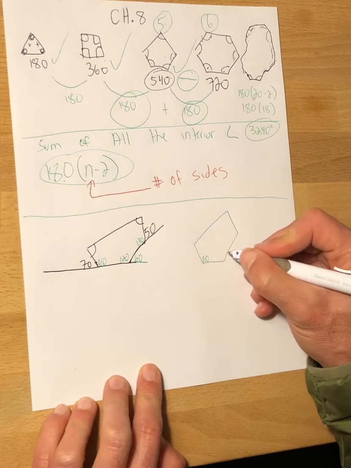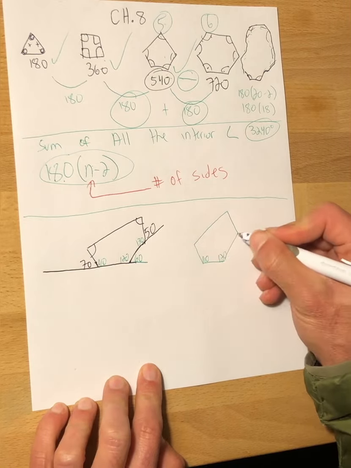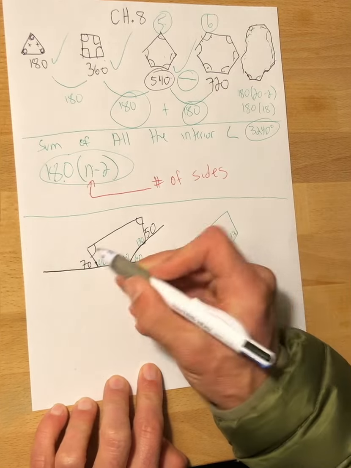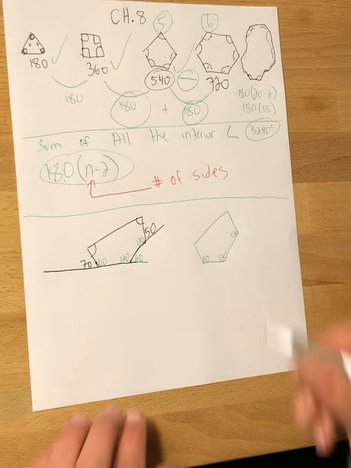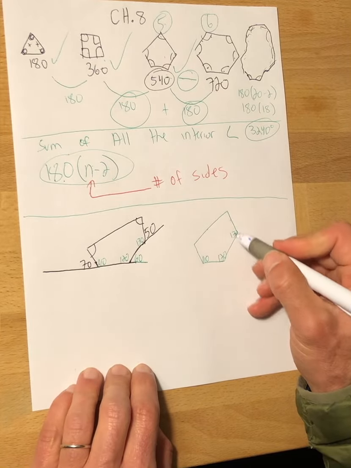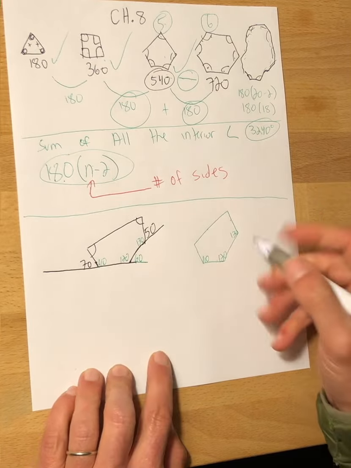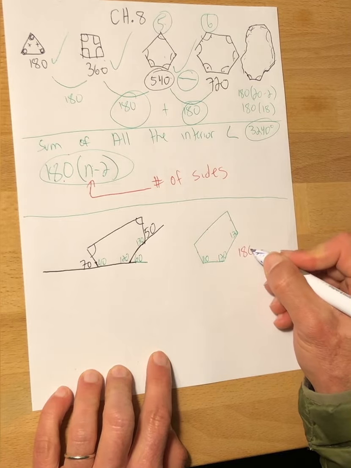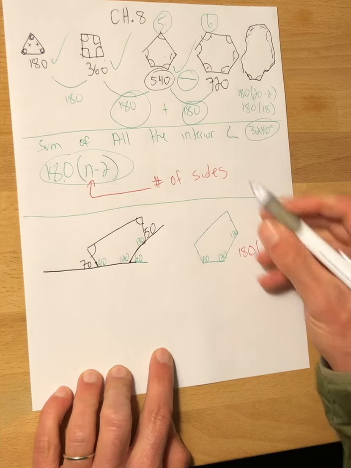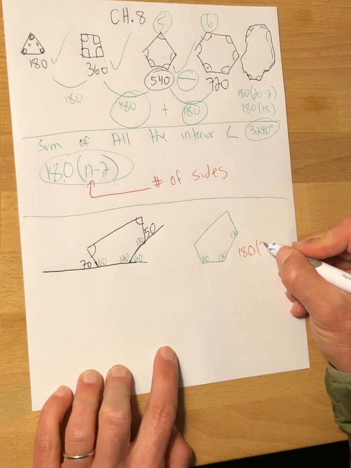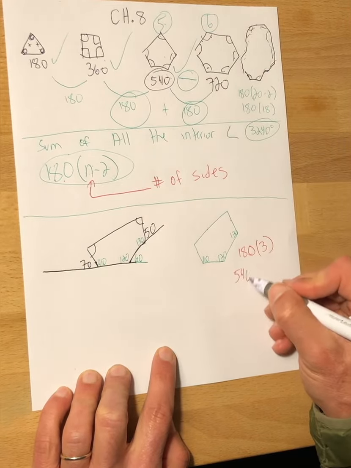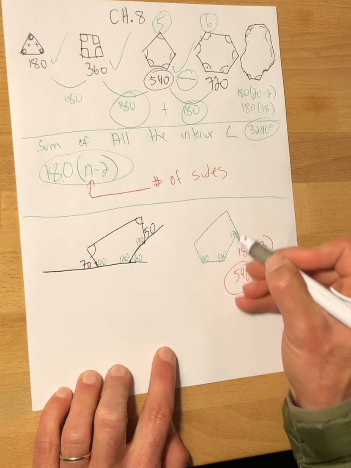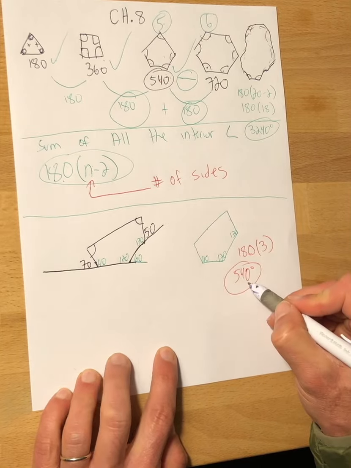All right, so this is 110, this is 120, this is 130. Now, how can I find out what these two angles are? Well, how many sides does this have? 1, 2, 3, 4, 5. There's 5 sides. 180 times 5 minus 2, plug a 5 into here, so 180 times 3 is equal to 540 degrees. All 5 of these angles add together to give me 540.